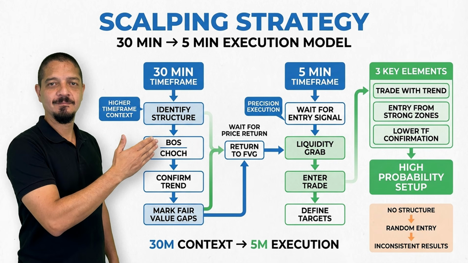Once price returns to those gaps, we switch to the lower time frame. On the 5-minute chart, we wait for a clear entry signal, typically when a liquidity grab pattern appears. After spotting that setup, we enter the trade and define our targets. This approach works because it combines three key elements: trading in line with the trend, taking entries from strong supply and demand zones, and using lower time frame confirmation for precision.